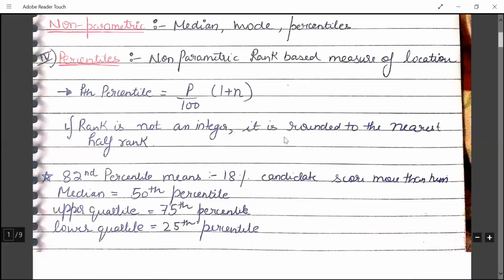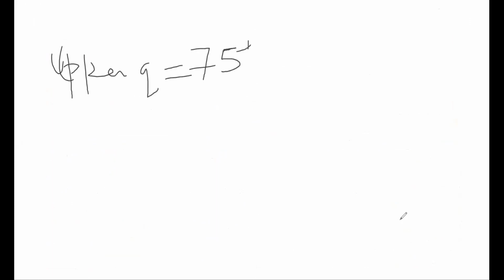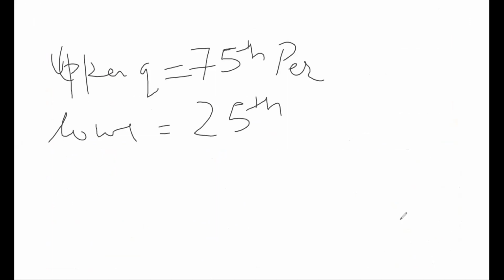Next we will start with measure of dispersion. But one more thing: there are terms upper quartile and lower quartile. So what are upper quartile and lower quartile? Upper quartile is the 75th percentile and lower quartile is the 25th percentile.